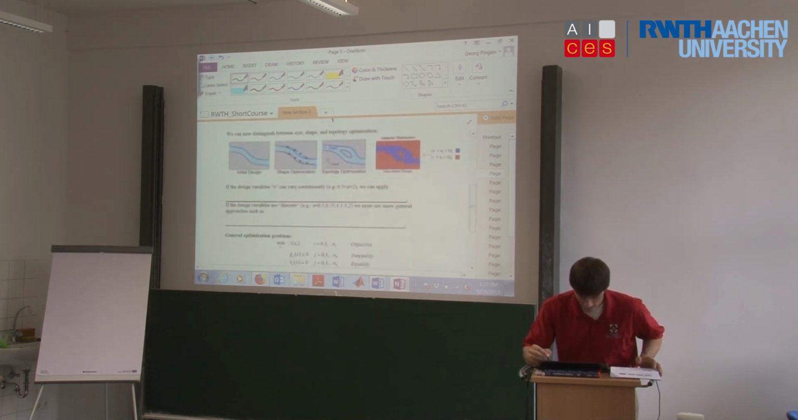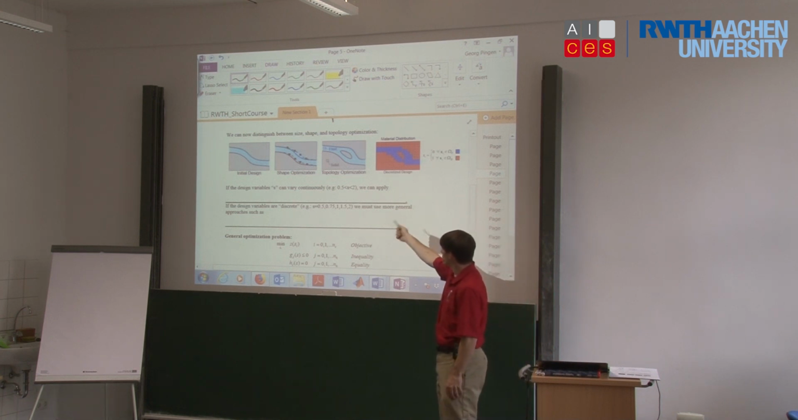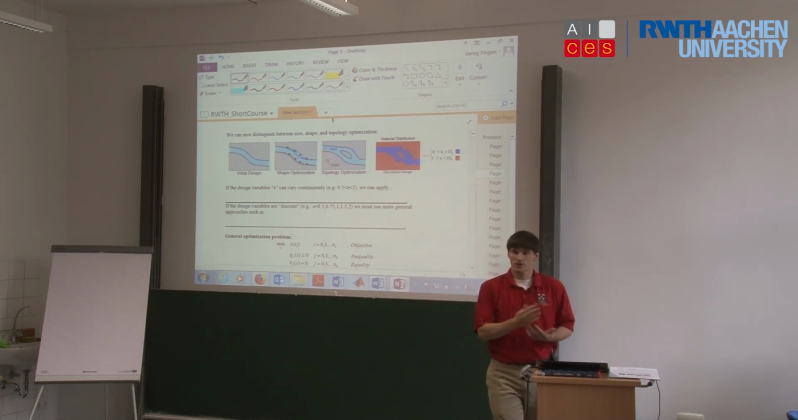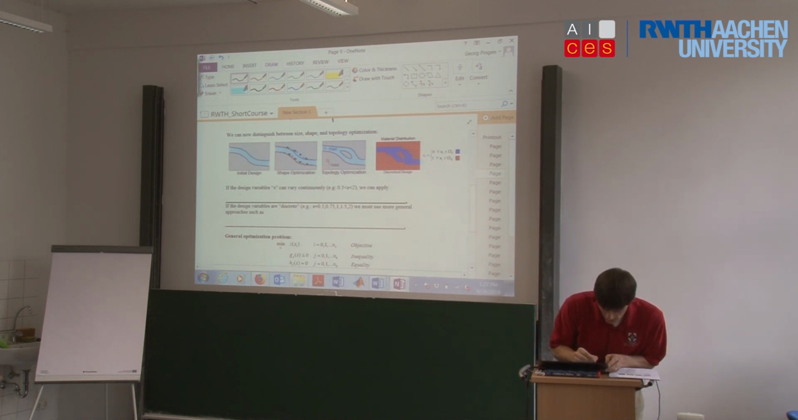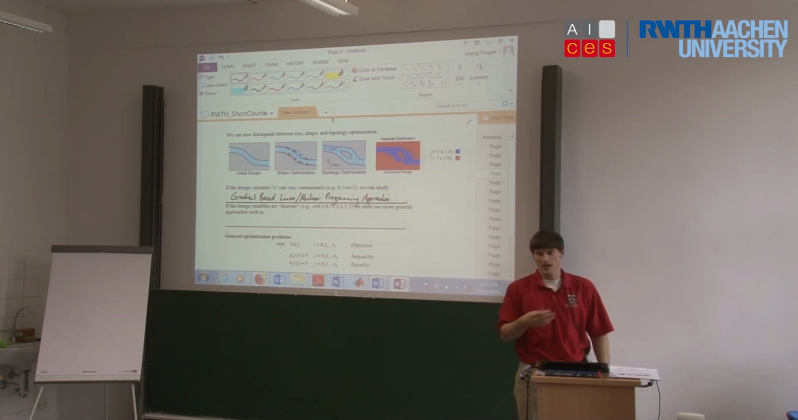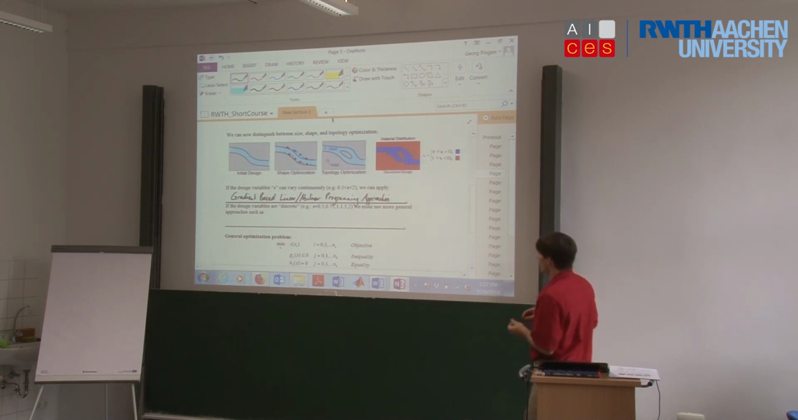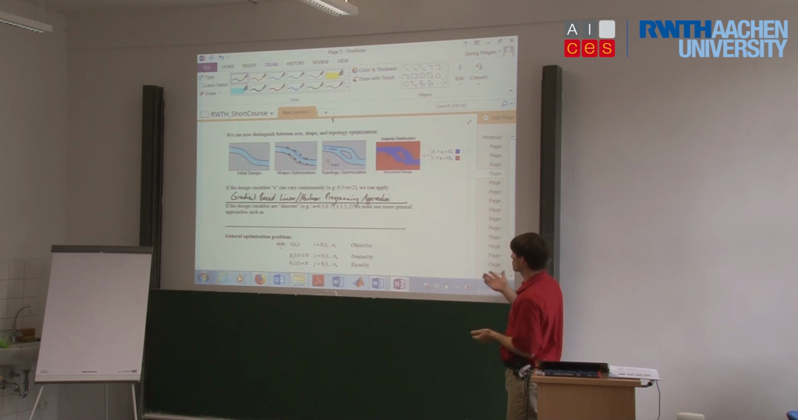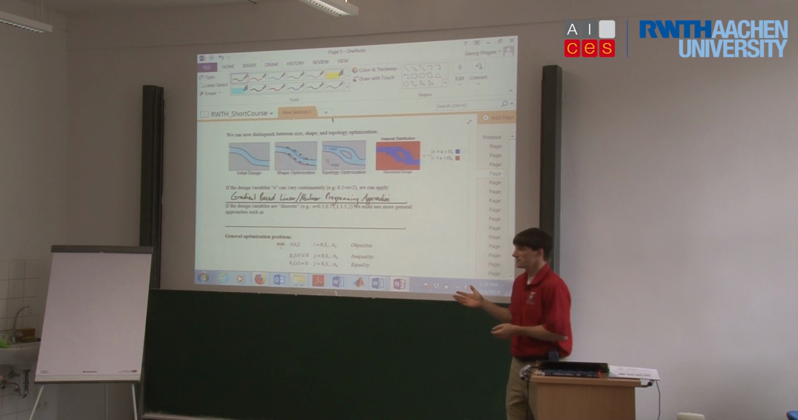Now, if we have a design variable S that can vary continuously, then we can use gradient-based linear or nonlinear programming approaches. And when you're dealing with fluids, it's always nonlinear. It's nice to have linear problems, but it's always nonlinear. And if the design variables are discrete, then we're limited to more general approaches.